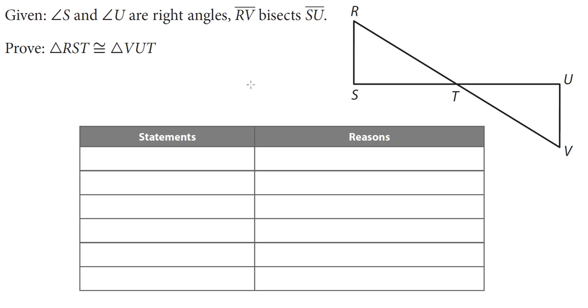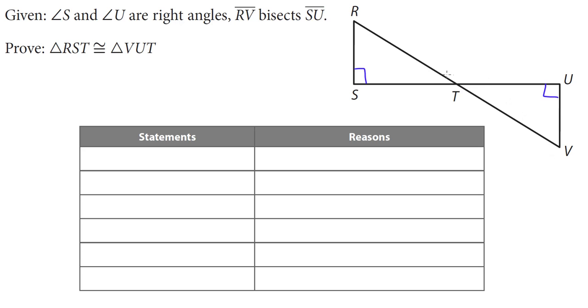All right, let's take a look at one last example. So it says, given that angle S and angle U are right angles and side RV bisects side SU, prove that triangle RST is congruent to triangle VUT. So let's mark our given information on the diagram. Angles S and U are right angles. So here's angle S, it's a right angle, and angle U is a right angle. And side RV bisects side SU.